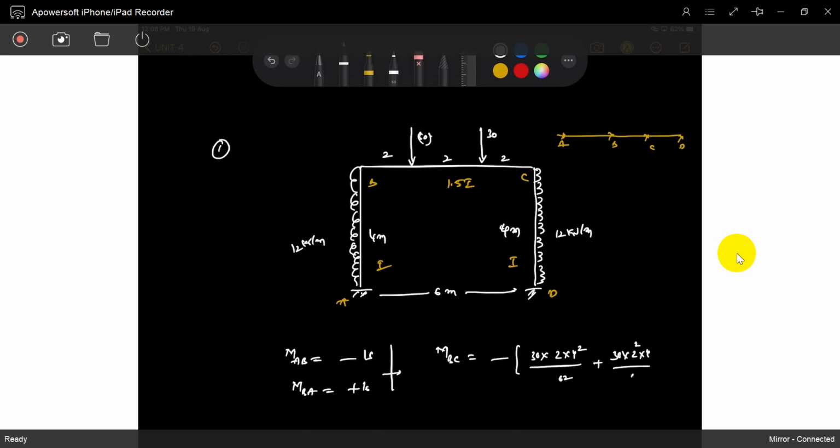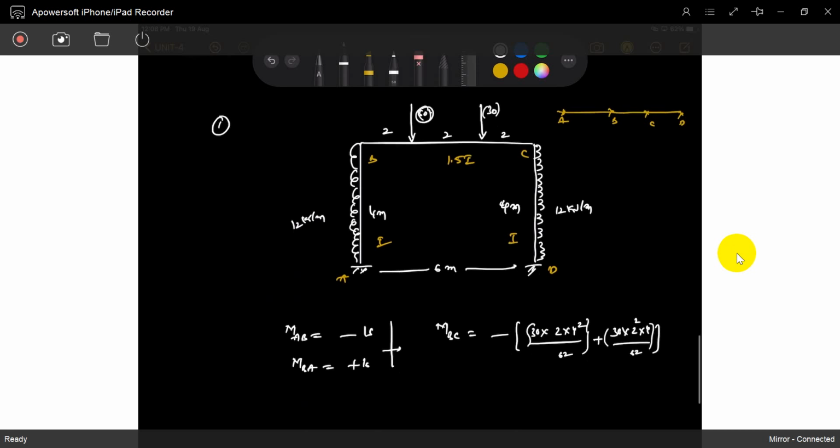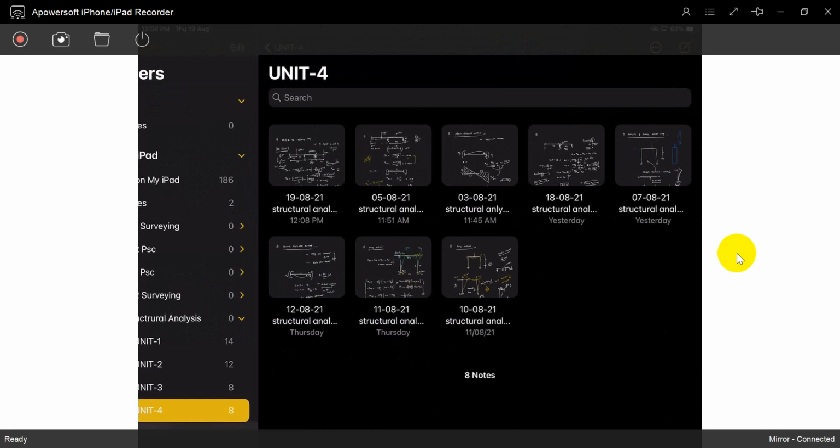2 4 divided by 6 square. For this 30 contribution, this. So that's it now. What is that value? This value is minus 40. If you take MCB also, it's plus 40 because they are equally distributed. We already wrote like this in the fixed beams chapter. If different loads are there, how can you calculate the fixed end moments?